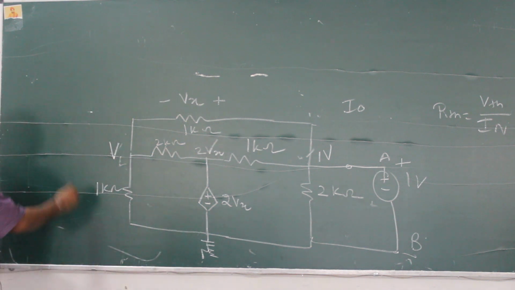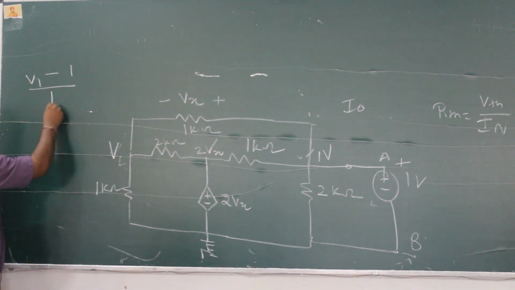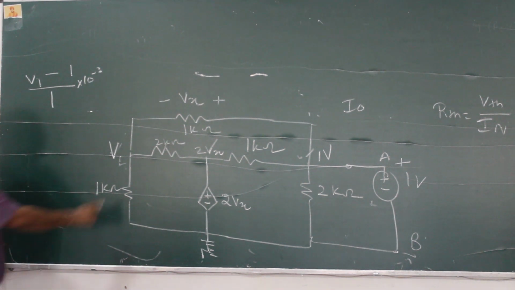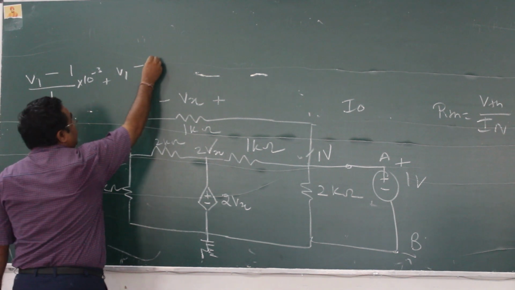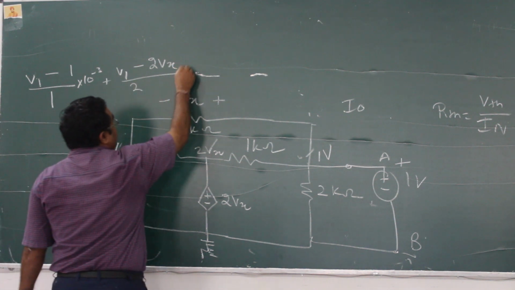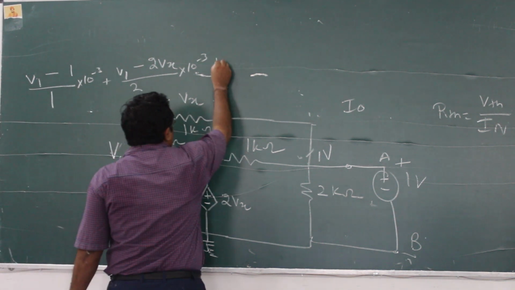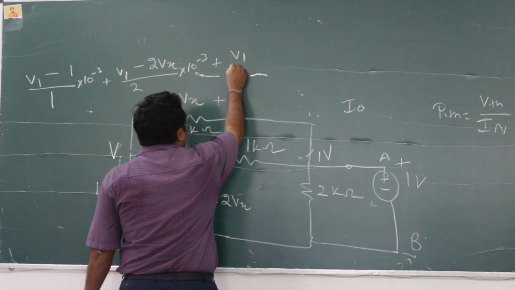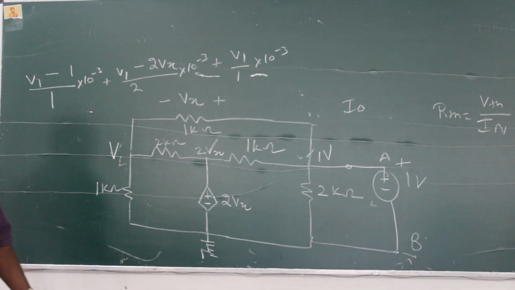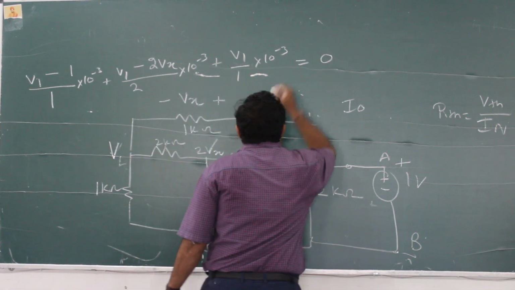How much are you getting? So it is V1 minus 1 upon 1 into 10 raised to power minus 3. Clear? What else? V1 minus twice Vx upon 2 into 10 raised to power minus 3. What else? V1 upon 1 into 10 raised to power minus 3. Any more branch connected to the node V1? No, this is equal to 0.